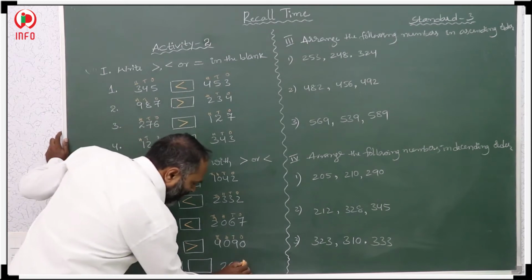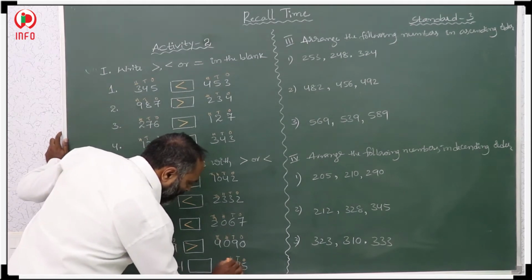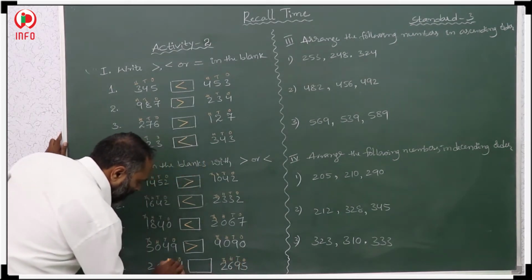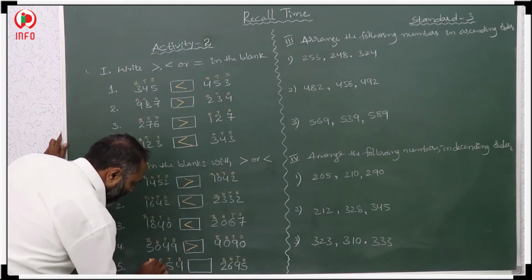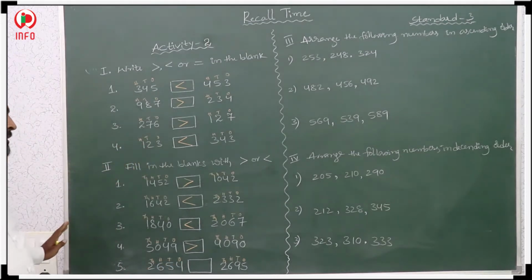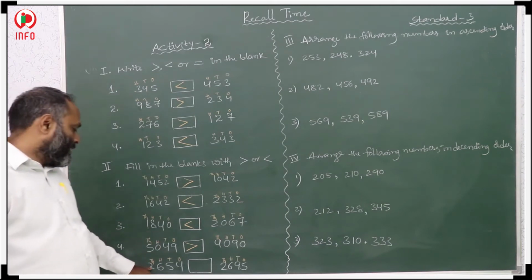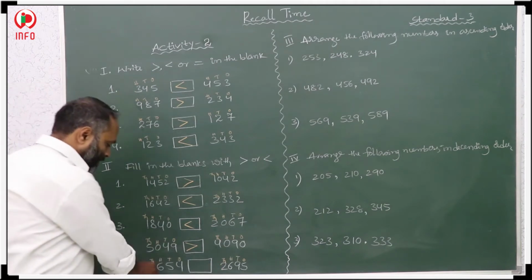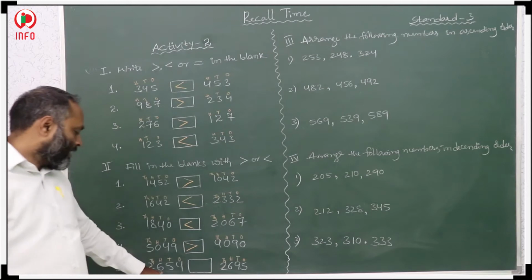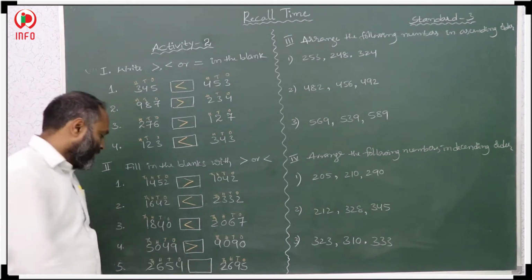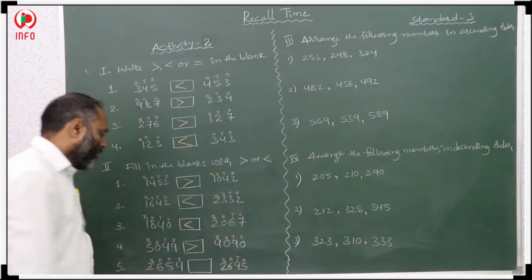Again, ones, tens, hundreds and thousands. So tally from left to right. 2 is there here, 2 is there here. Both are the same, both are equal. Then we go for the next, the hundreds place. 6 is there and 6 is there. Both are equal. Then we go for the tens place.